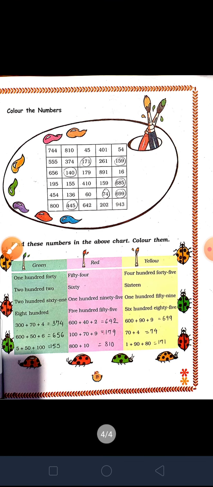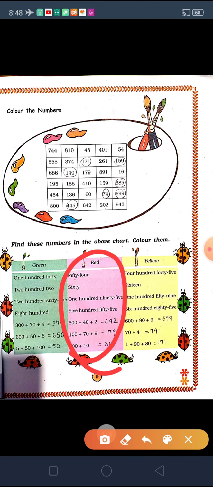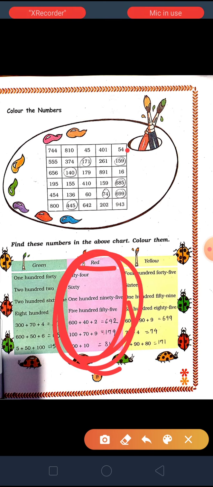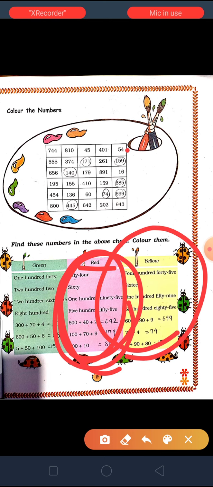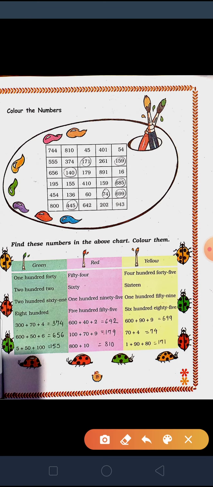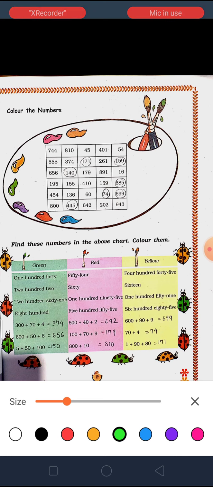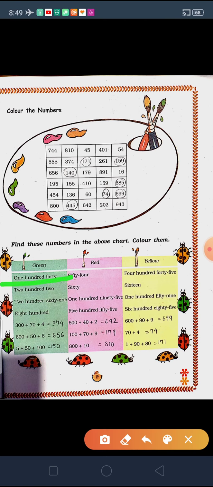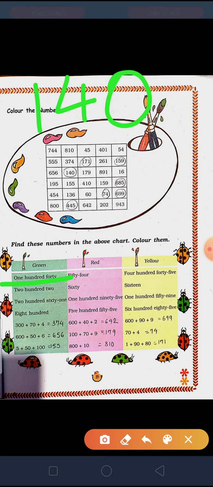Next, they have written red. Whatever we find of these in the chart, we have to color red, and whatever we find from the yellow list, we have to color yellow. Now let us go with the first, green. 140, how do we write 140? Where it is 140, you will color it green.